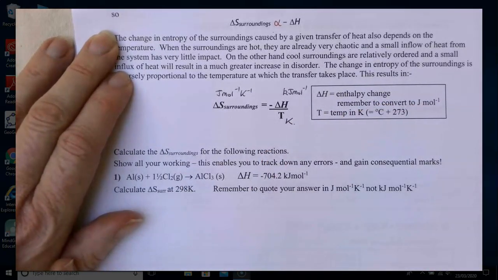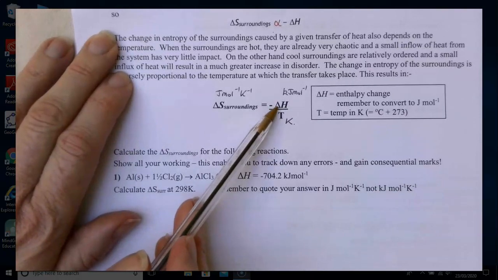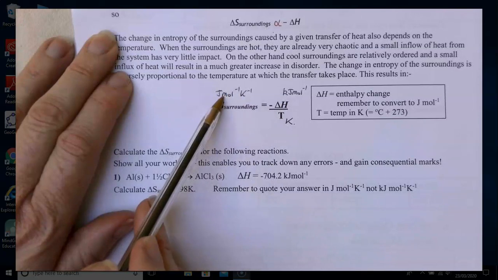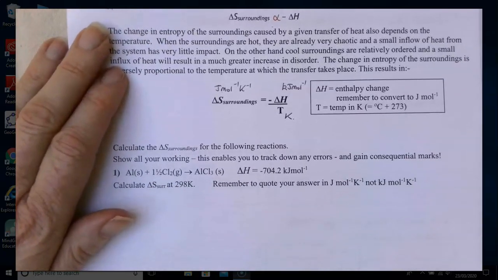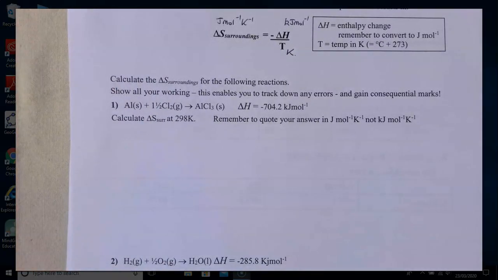Now you just need to be very, very careful that you always remember to convert your delta H value here from kilojoules into joules, otherwise your numbers won't track. Okay, so I'm going to do the first one for you as an example, and then I'm going to get you to pause the video and have a go at the second one.